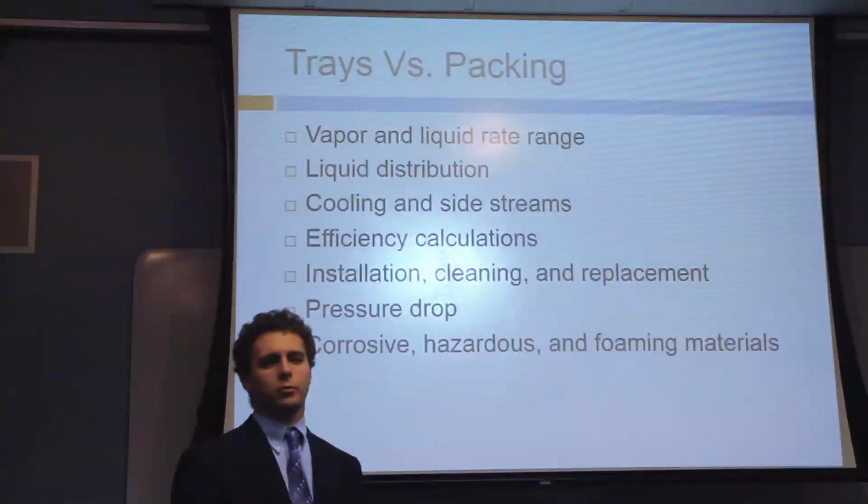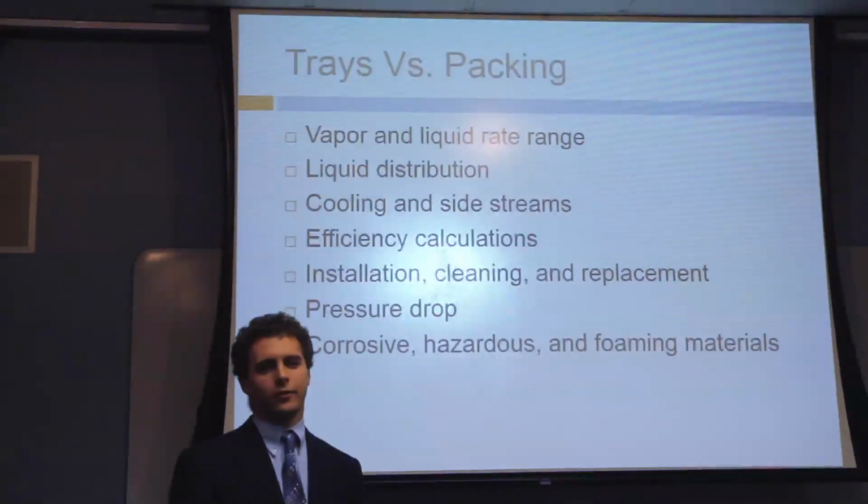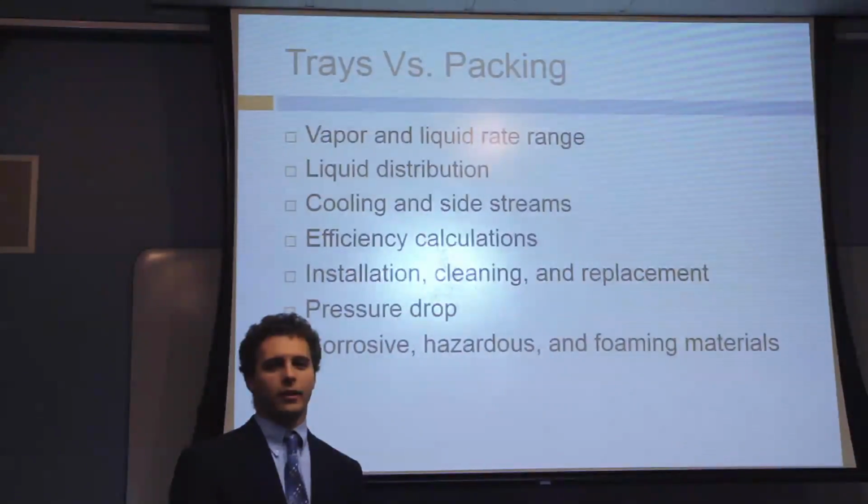How do you choose between a tray column and a packed column? Well, there are several criteria to consider when making this decision. For instance, the ranges of operation for vapor and liquid flow rates are important to consider. In general, the tray columns tend to operate well over a wider range of liquid and vapor flow rates than the packed columns, especially at lower liquid flow rates.